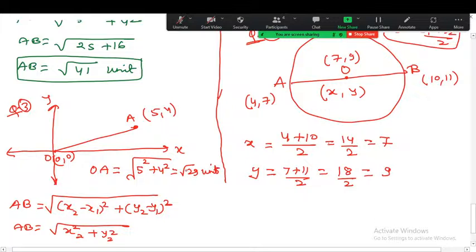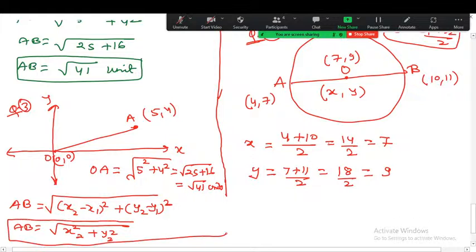25 plus 16, no, it's not 29, it's 25 plus 16 actually, and 25 plus 16 we have earlier solved here itself. Yeah, it's root 41 unit. Is it okay for you that if you want distance from origin, we can directly use this formula as well? I'm just generalizing it as root of x square plus y square. It can also be used if you want the distance from origin.